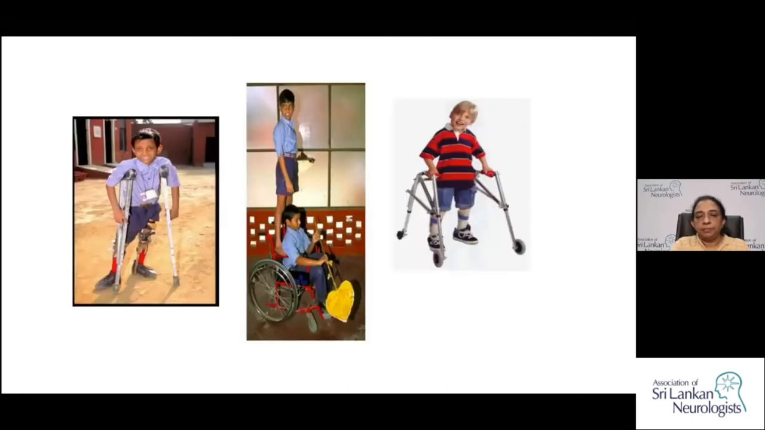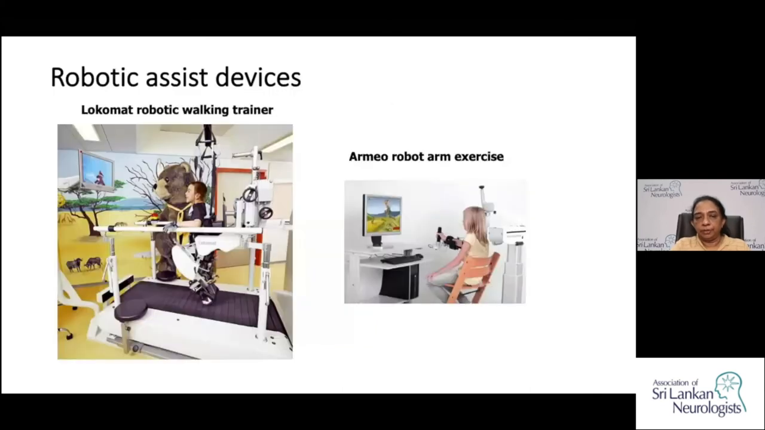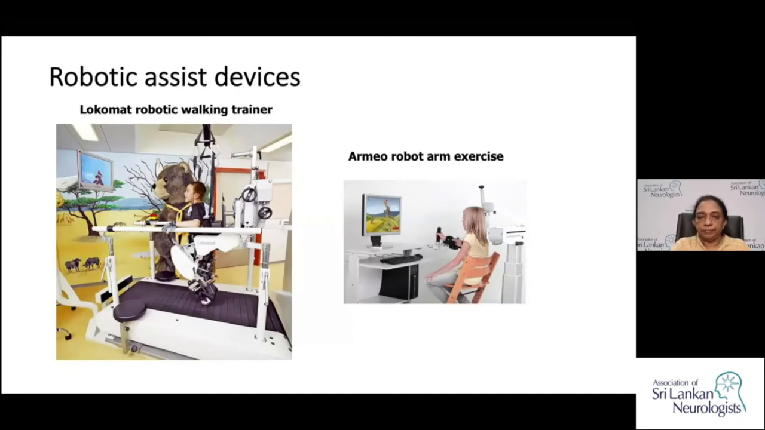So these are some of the pictures that these patients can have, like supportive devices with walking support. And then, of course, the latest one would be the robotic assisted devices with a walking trainer and arm exercises that will improve their quality of life remarkably.